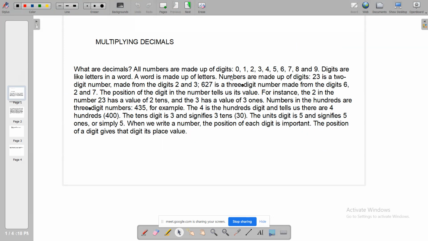So today, can you see the board? Hello. Yes, sir. Okay, so today I told you we'll be dealing with multiplying decimals. Okay, so who can read for us? Can someone read what is on the board for us?